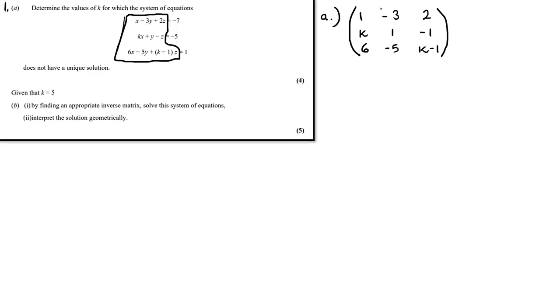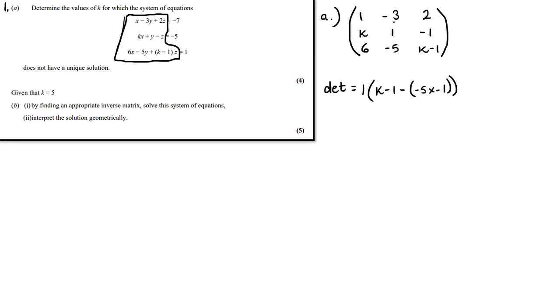If I expand along the top row of this matrix, remember this is going to be plus, minus, plus. So it's going to be one lot here. Imagine you cross off this row and this column. What I get left with is a 2 by 2 matrix of 1, minus 5, and k minus 1. So it's going to give me one lot of k minus 1, minus 5 times minus 1. So that's the first part there.